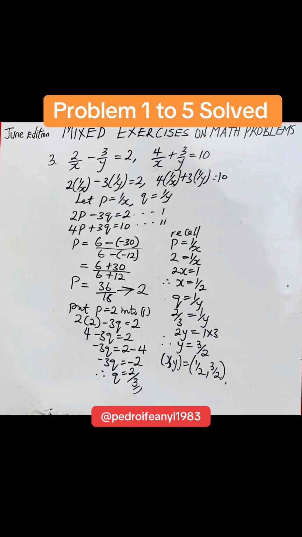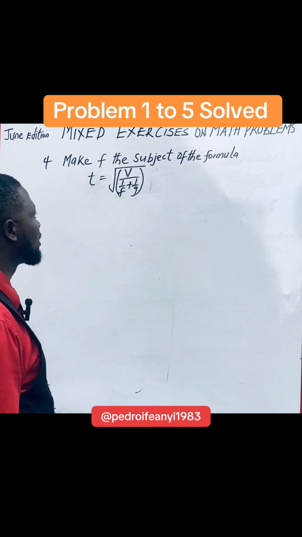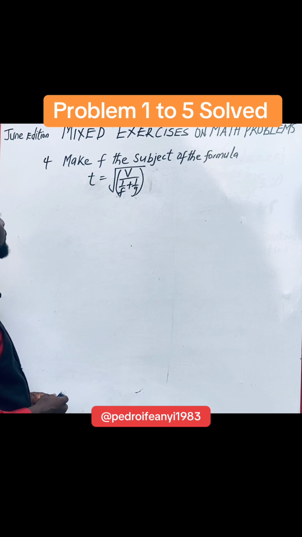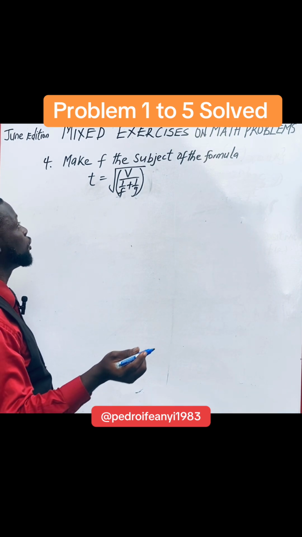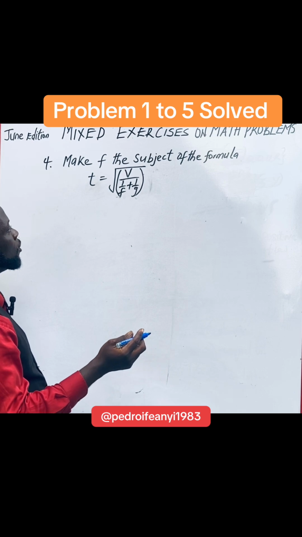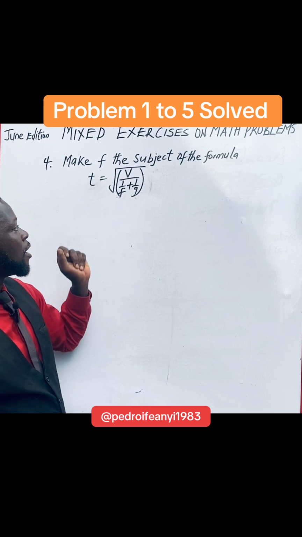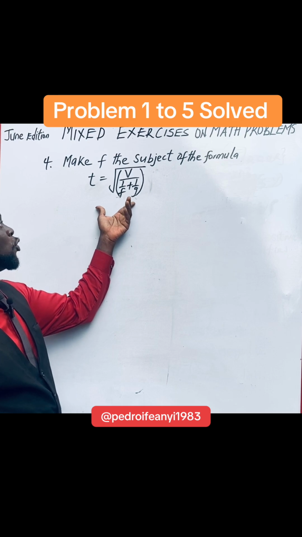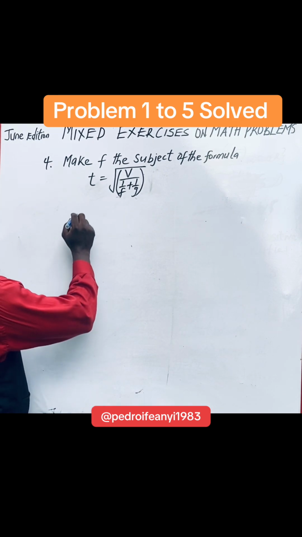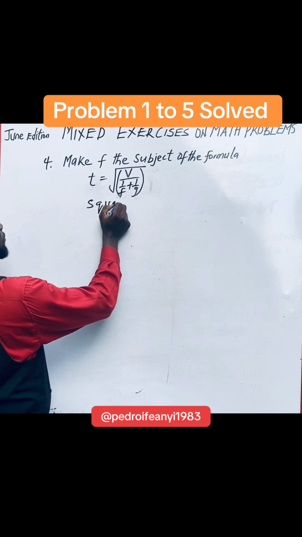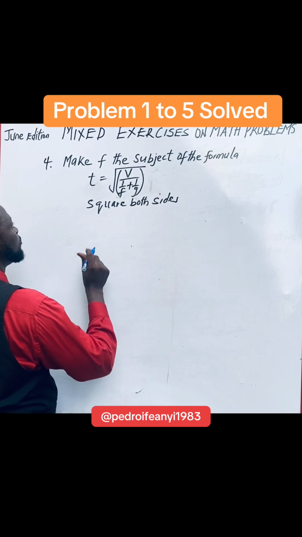Question 4. Let's check question 4 on our correction series. The question says, make f the subject of the formula. When you look at the question, we're asked to make f stand on its own. So what we do first is to remove the square root covering the expression on the right-hand side. So you square both sides. First step, to remove the square root.